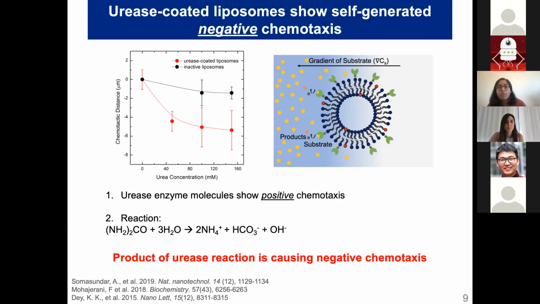This is because if you have just enzyme molecules, urease would actually show positive chemotaxis. And urease enzyme, when attached onto polystyrene beads, shows just positive chemotaxis. So there is an interplay of enzymatic reaction as well as the solute-phospholipid interaction that makes it move in the negative chemotactic direction. And it can be applied to both active and inactive cases, because in the active case, it's a self-generated negative chemotaxis, whereas in the inactive case, it's just responding to the gradient of salt. I hope I answered that question.